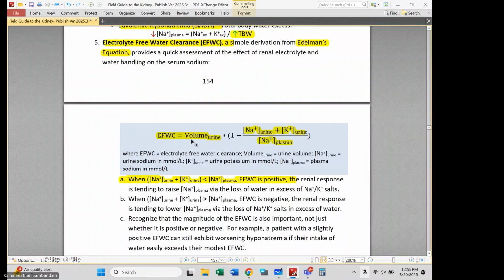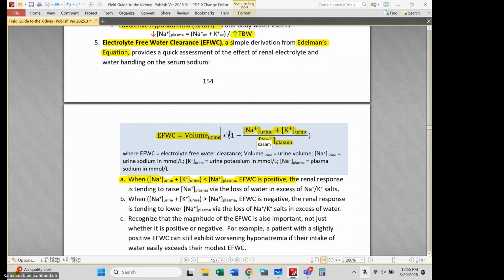So don't forget, there's a volume term, and that matters. You can have relatively small electrolyte-free water clearance if this number is small, and also if this number, this fraction is 0.9, then 1 minus 0.9 is a positive number.